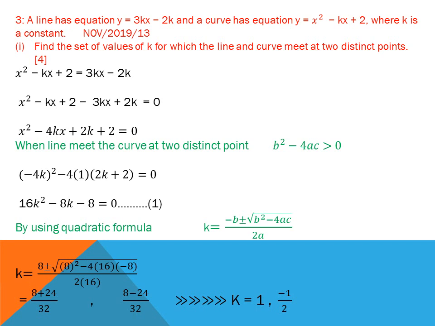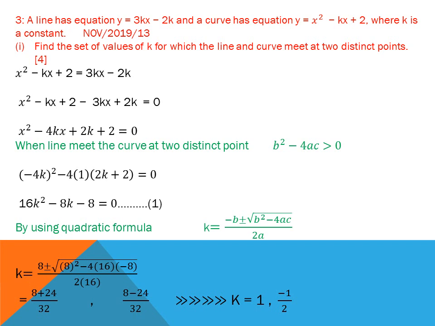Question number 3. A line has equation y is equal to 3kx minus 2k. So it's also an equation of straight line here. And a curve equation y is equal to x square minus kx plus 2, where k is a constant. Find the set of values of k for which the line and curve meet at two distinct points.